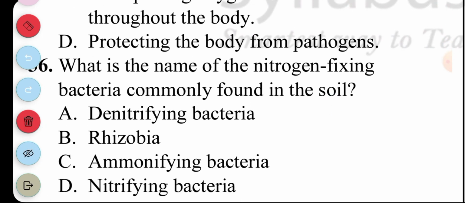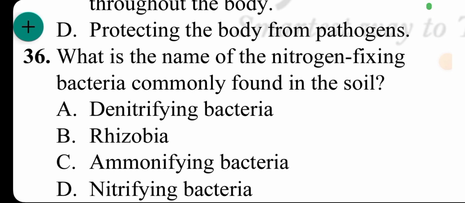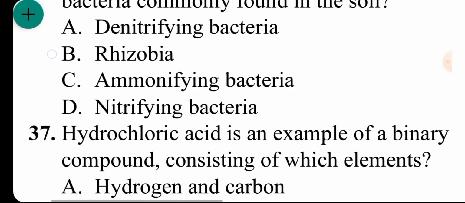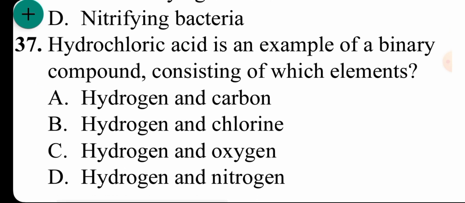36. What is the name of the nitrogen fixing bacteria commonly found in the soil? Denitrifying bacteria, rhizobia, ammonifying bacteria, nitrifying bacteria. So the answer to question 36 is B. Rhizobia.